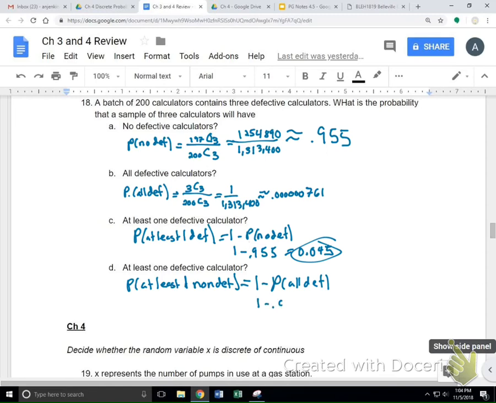So it's going to be 1 minus 0.000000761, which is approximately 0.999999239. Okay, so I counted those. It looks right. I erased the 9s though, so sorry about that.